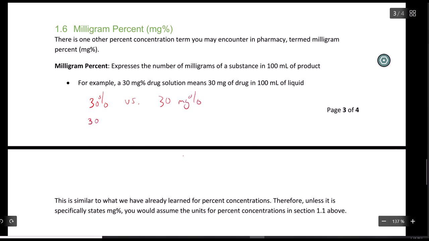Let's give it some meaning as weight and volume. So 30% would be 30 grams of drug in 100 mLs. Over here, 30 milligram percent is 30 milligrams of drug in 100 mLs. The only thing changing is the unit on the top, and this is going to be the milligram percent instead of the standard gram.